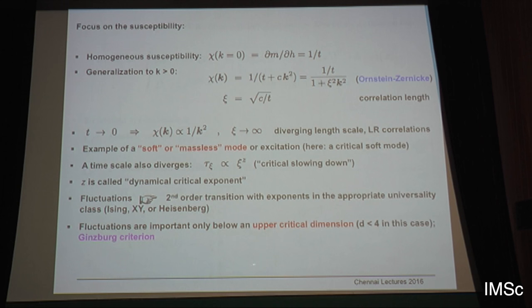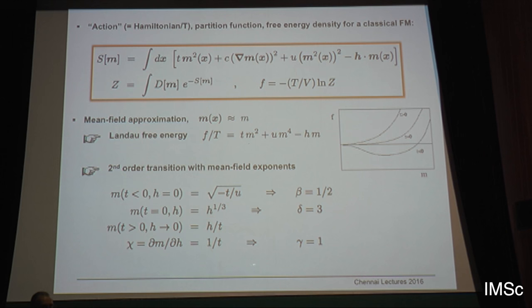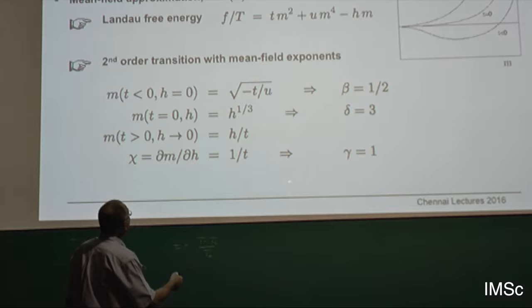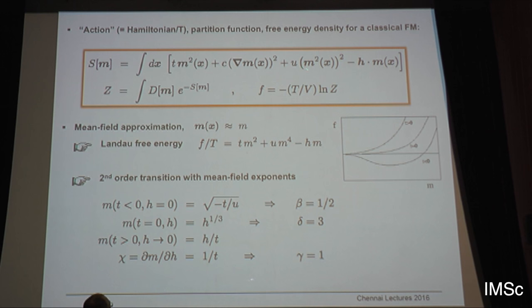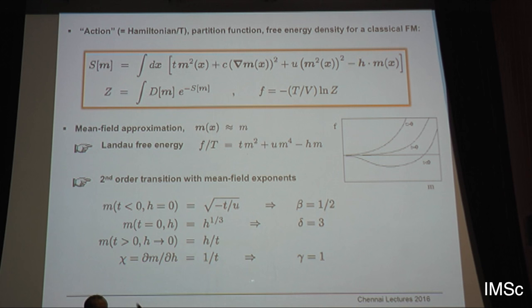Yes? Yeah. This one here? Yeah, okay. So here, m is a vector. M is a vector in this. So it's m dot m squared is what I mean by this notation.